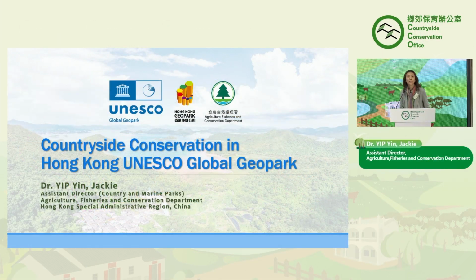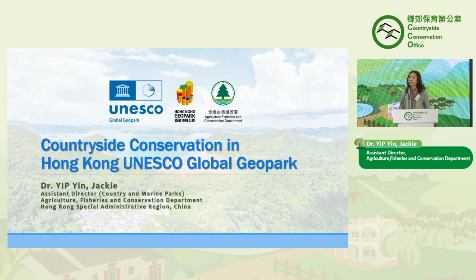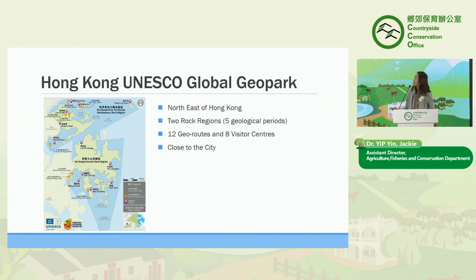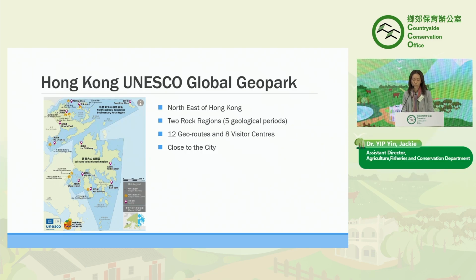It's my privilege to be the first speaker of today, and I wish to start the discussion from a broader perspective. And by broader perspective, I mean the geographic coverage of the Geopark, as well as its inclusive nature. For those of you who might not be familiar with the Geopark, the Hong Kong UNESCO Global Geopark has a land area of 150 square kilometers, covering the northeast sedimentary rock region, as well as the Sai Kung volcanic rock region.